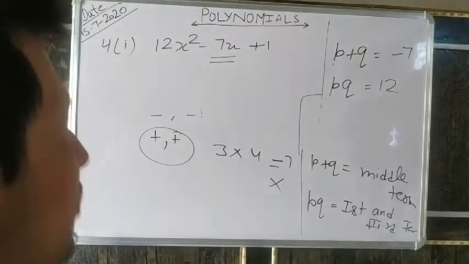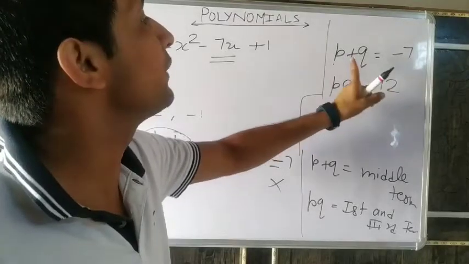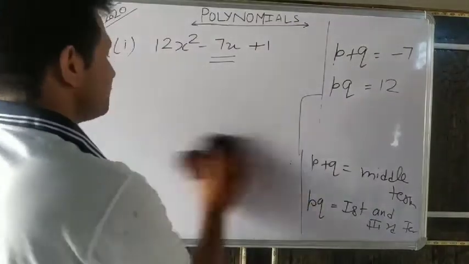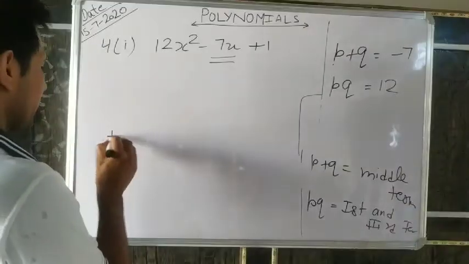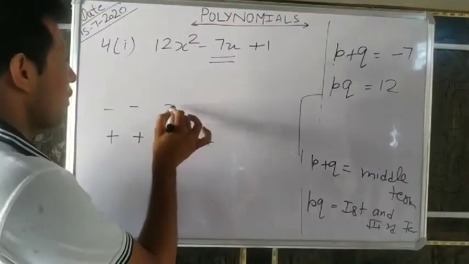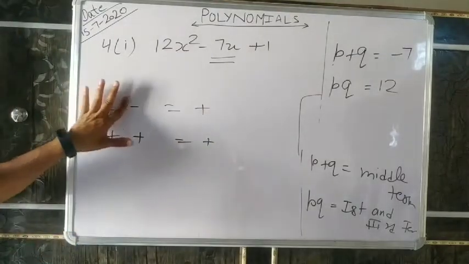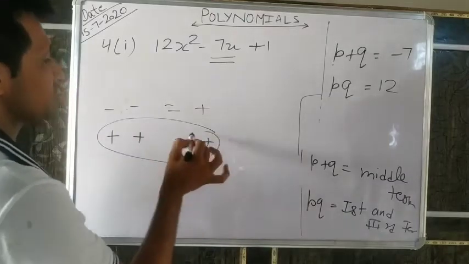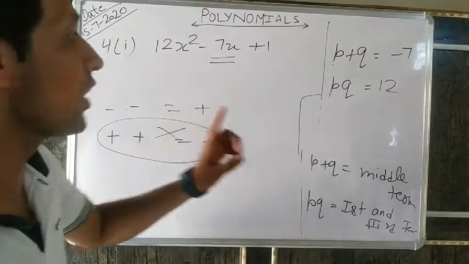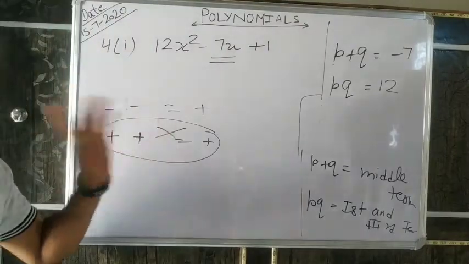Understand? So we cannot take both as positive, because if we add two positive numbers, the answer never comes out negative. So the product of the two numbers is positive: either both are positive or both are negative. Both positive is not possible, so both are negative. Understand? Now we will check two negative numbers whose product is 12 and sum is minus 7.